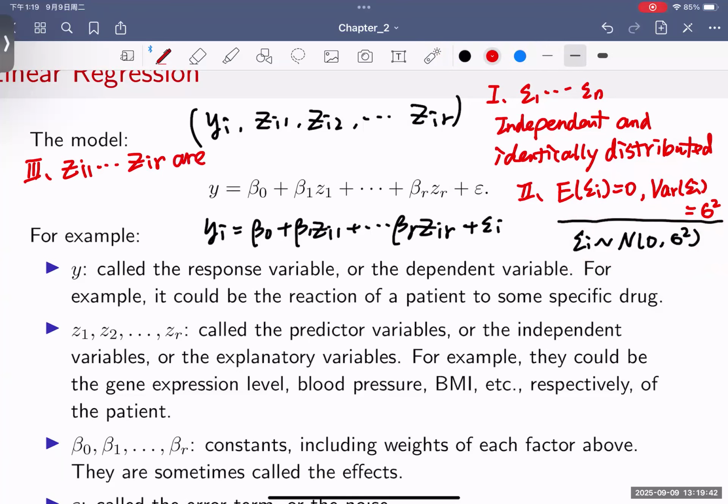So our features are independent of epsilon i. Our feature should not have a relation with epsilon i. So it's also easy to understand.